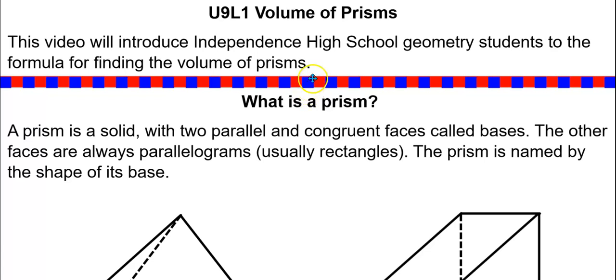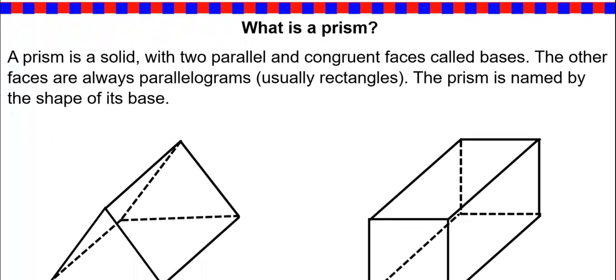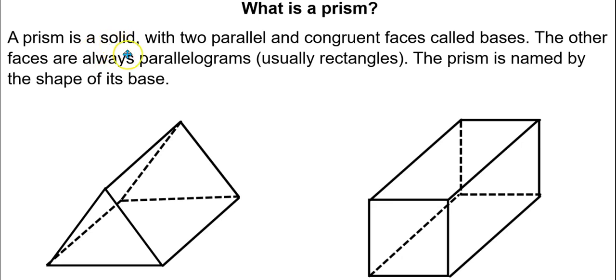Hey there, everybody. So in this video, we are going to talk about the volume of prisms, because I told you in the last video that we would be talking about three-dimensional solids, and here they are. So what is a prism? A prism is a solid. A solid means 3 dimensions. So when I use the word solid, I am talking about a shape that is 3-dimensional.